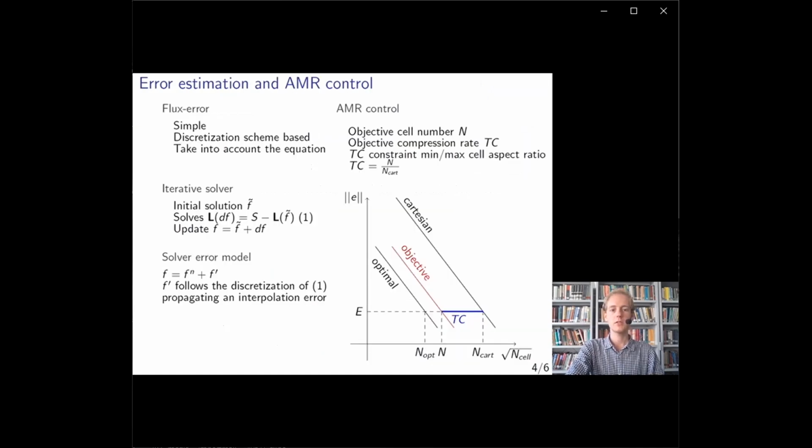So to overcome all of these issues, we imagined a new simple model which must take into account the equation to estimate the error. To do that, we first estimate an interpolation error using the metric-based error estimator. And then we propagate this error using the discretization of the iterative solver. We also have some AMR control. We stop when an objective cell number is reached. And we add constraints on the aspect ratio of minimal to maximal cell sizes.